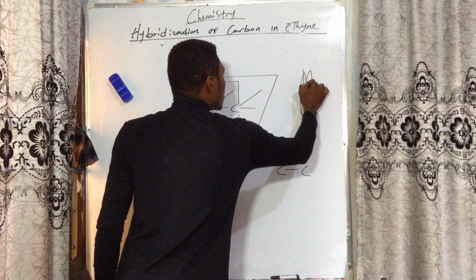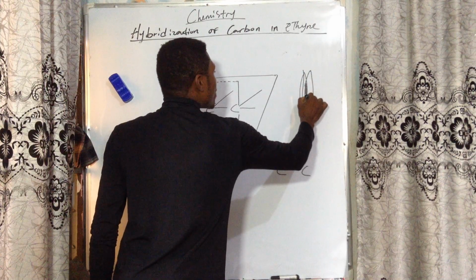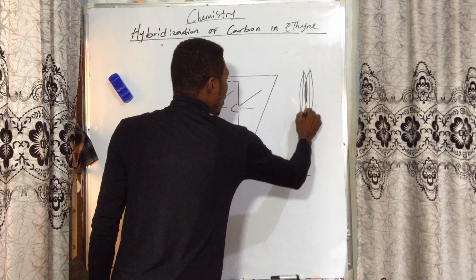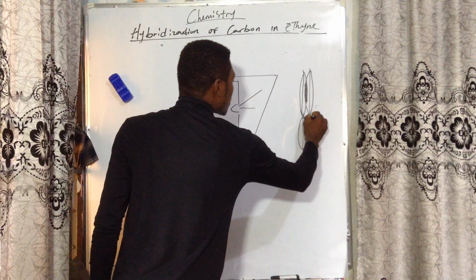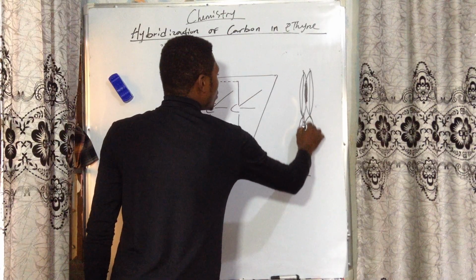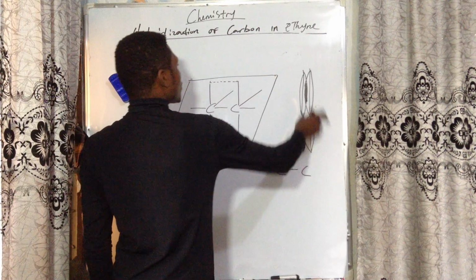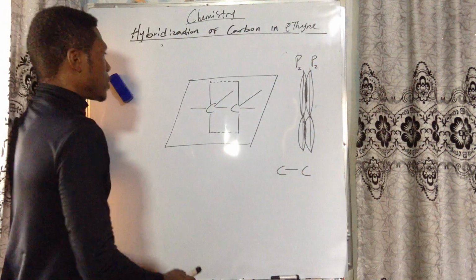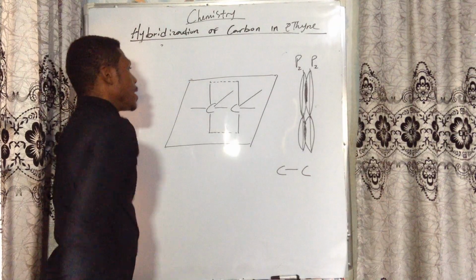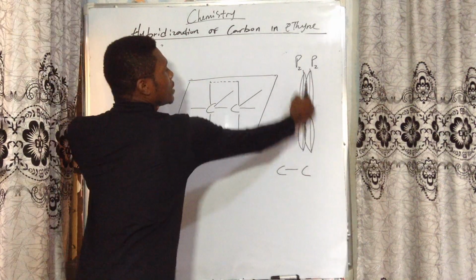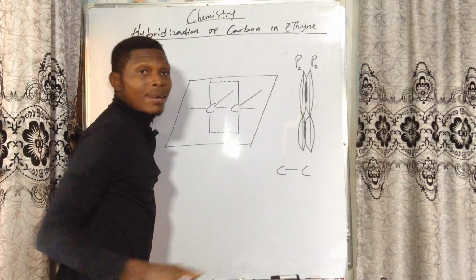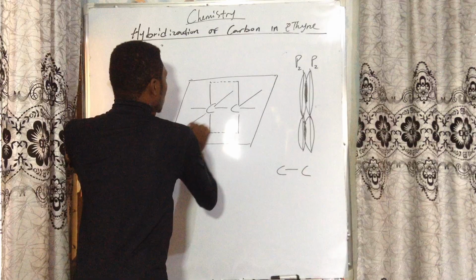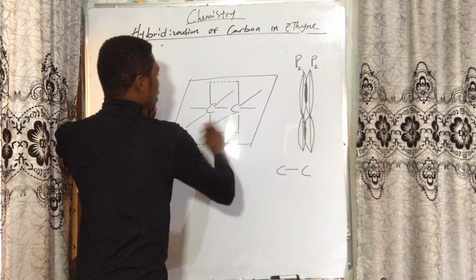See the overlapping region here, above and below. Always remember it: above and below. This is the overlapping region. This is the pz orbitals of the two carbon atoms. If I put all the electron clouds in this diagram, the whole drawing will look complex. So this is the other part.